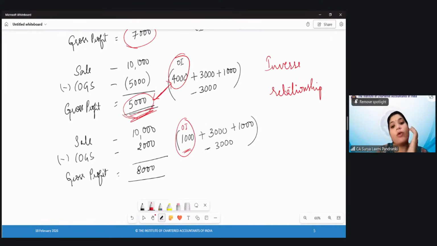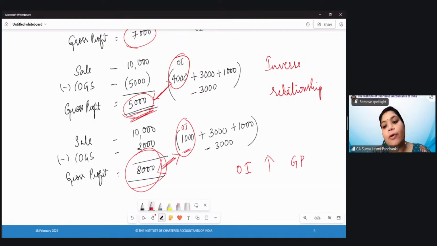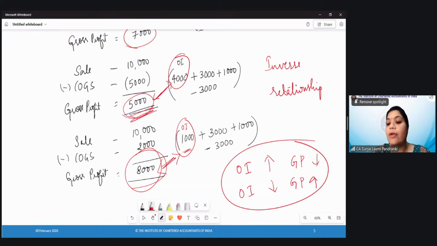When you're trying to decrease opening inventory, what is happening? Your gross profit is increasing, right? So this is an inverse relationship, wherein if the opening inventory is increasing, gross profit will decrease. If opening inventory is decreasing, your gross profit will increase. That is what this example proves.